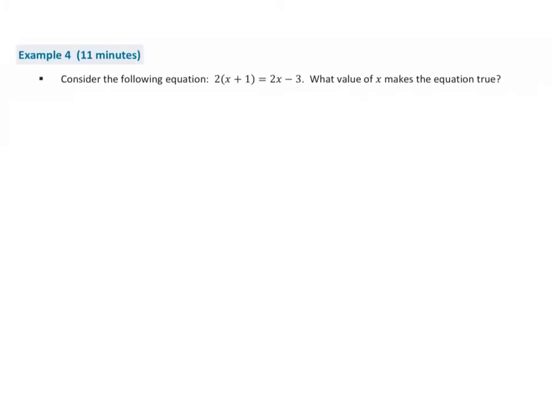All right, last example here. I'm going to draw a line through my sign. I see parentheses, so I'm going to go ahead and distribute. 2 times x is 2x, 2 times 1 is 2. Everything else stays the same. Okay. The next thing I'm going to do is see if I can combine anything, and it doesn't look like I can. So I'm just going to move right along.